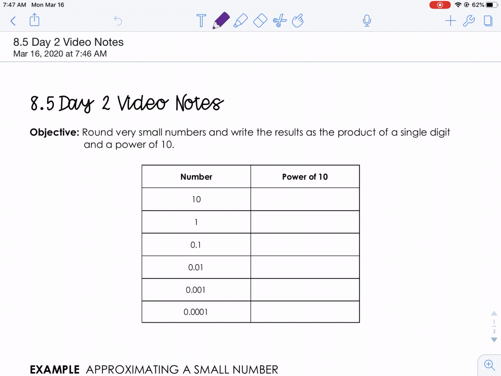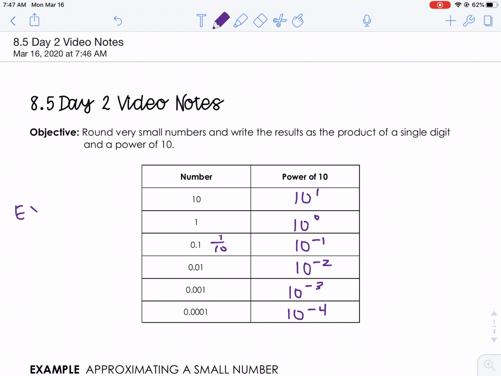So again, looking at our powers of 10, 10 is 10 to the first, 1 is 10 to the 0, 0.1, which is 1/10, is 10 to the negative first, 0.01 is 10 to the negative second, 0.001 is 10 to the negative third, 0.0001 is 10 to the negative fourth.